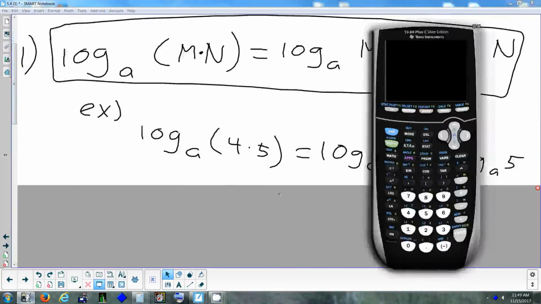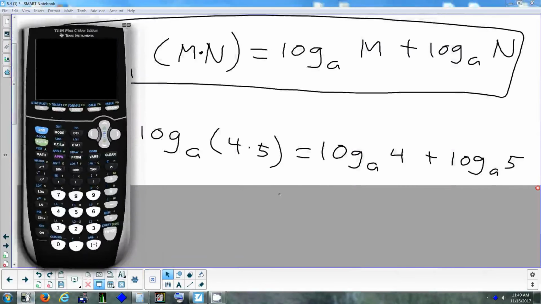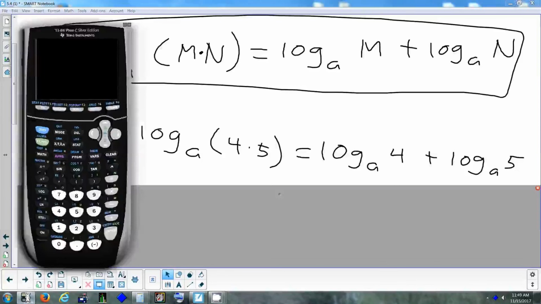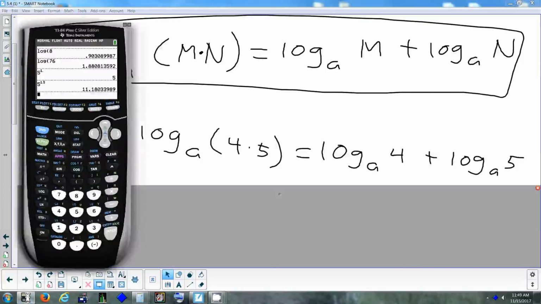Okay, and you can type that in if you want to. I'll show you one time on the first one. So if I did log of 20, which is 4 times 5, or I did log 4 plus log 5, I get the same thing.